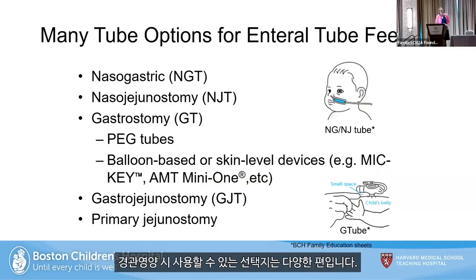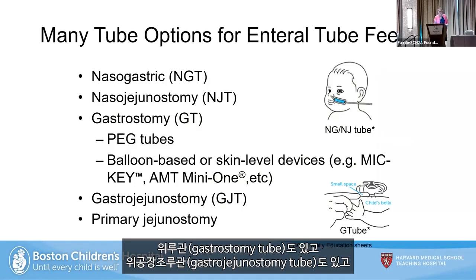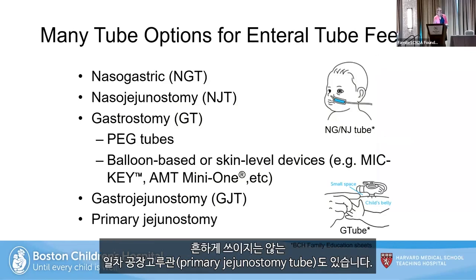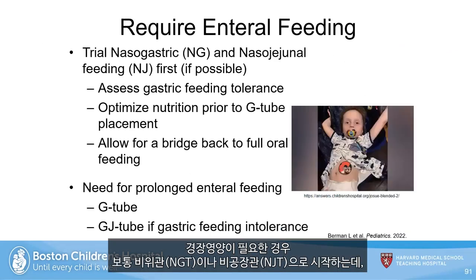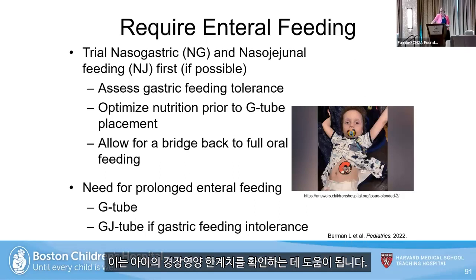There are many options for enteral tube feeding. There are nasogastric tubes, ones that go through the nose. There are nasojejunostomy tubes, gastrostomy tubes, gastrojejunostomy tubes. And there's even something called a primary jejunostomy tube that we do in certain cases, but not that commonly. And when you require enteral feeding, we usually start with nasogastric or nasojejunostomy tubes first, because they help us understand a patient's general feeding tolerance.